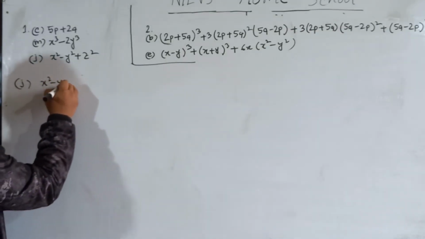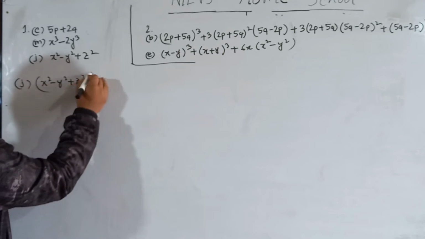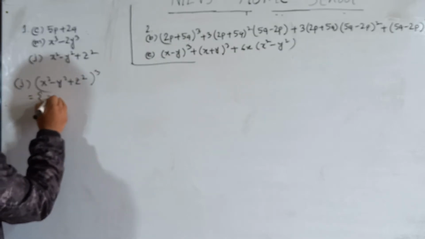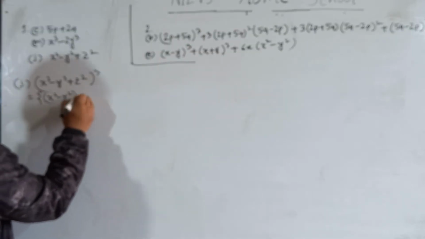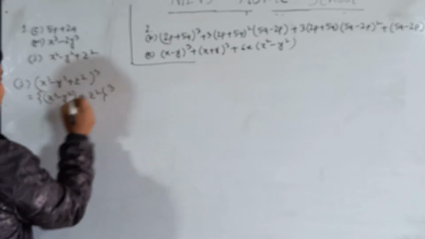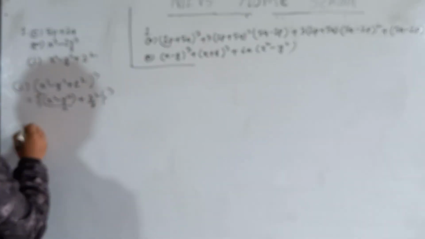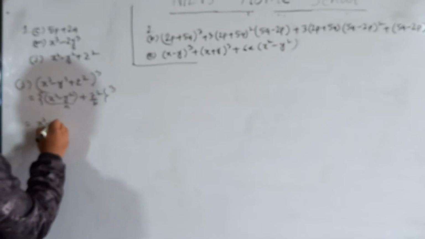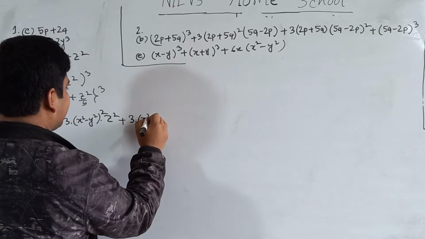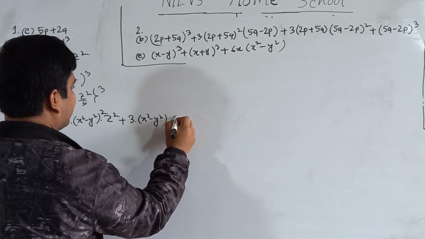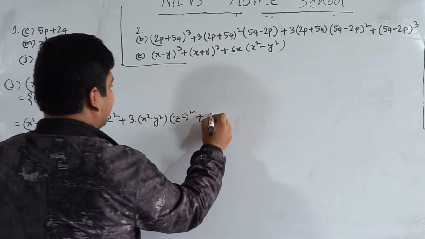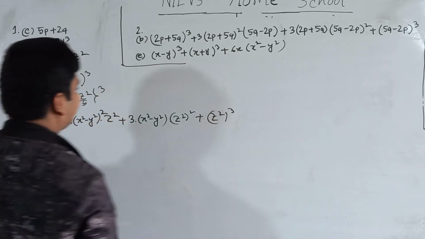x² − y² + z², whole cube. So (x² − y² + z²)³. This is a and this is b. So easily you can say (x² − y²)³ + 3(x² − y²)² z² + 3(x² − y²) z⁴ + z⁶.